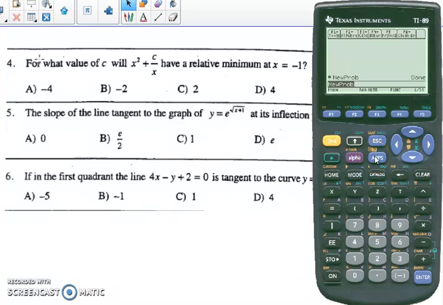Okay, we've got 3 more calculator multiple choice problems. So first one says, for what value of c will this function have a relative minimum at x equals -1? So they're basically saying that -1 will be a critical value of our function.